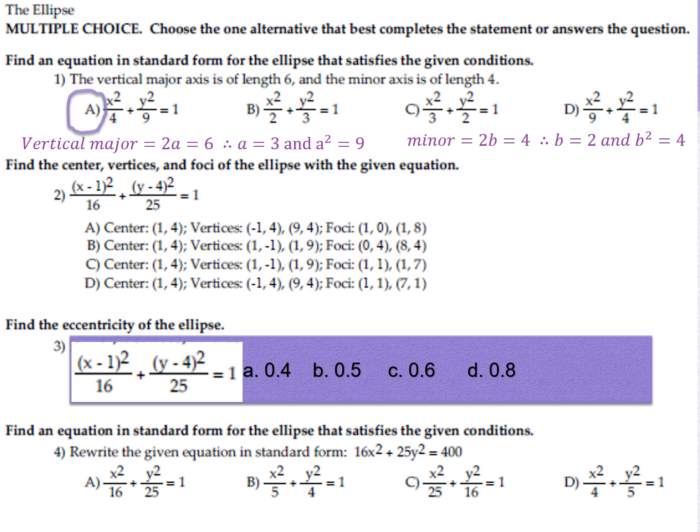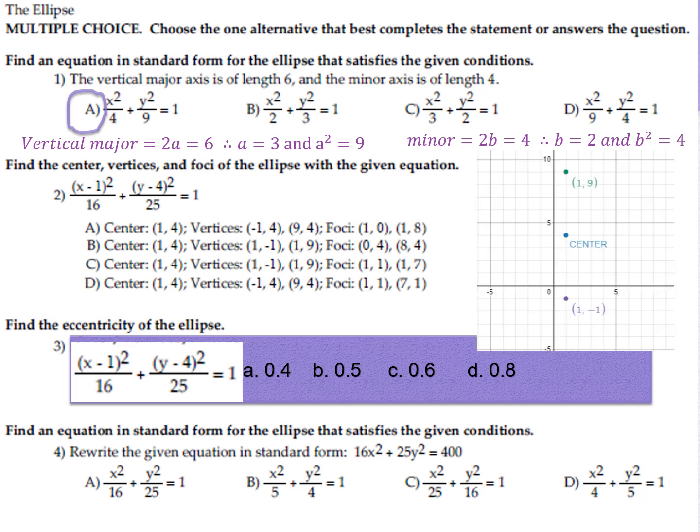All right, for number 2, we're asked to find the center, vertices, and foci of the ellipse with the given information. So where do we start? Well, notice the center is definitely 1, 4. You can't argue with that because all the choices are the same. So the next thing we're going to do is decide which way. Do we see the larger denominator is 25? So that indicates to us that our vertices are going to be 5 up and 5 down from the center.